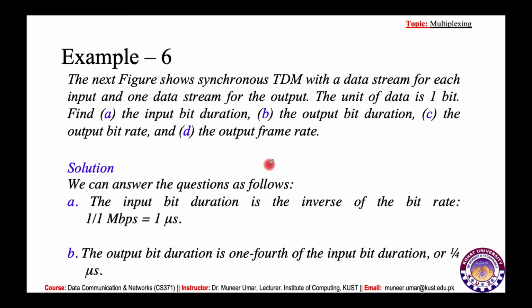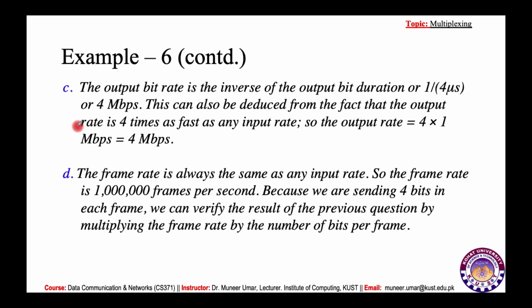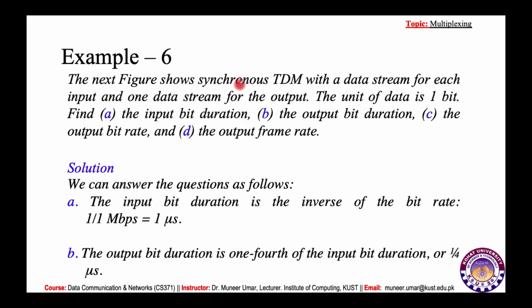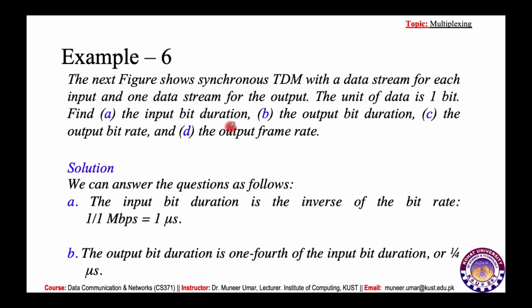Next example, example number 6. Here we have a figure. We have 4 users, each having 1 Mbps. In the next figure, synchronous time division multiplexing is shown with a data stream for each input and one data stream for the output. The unit of data is 1 bit. 1 bit is given in each unit in the frames. First, find the input bit duration.